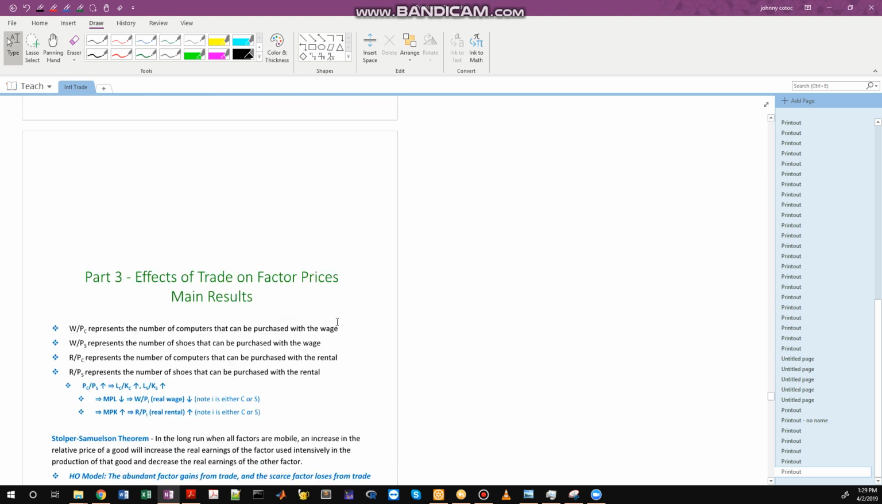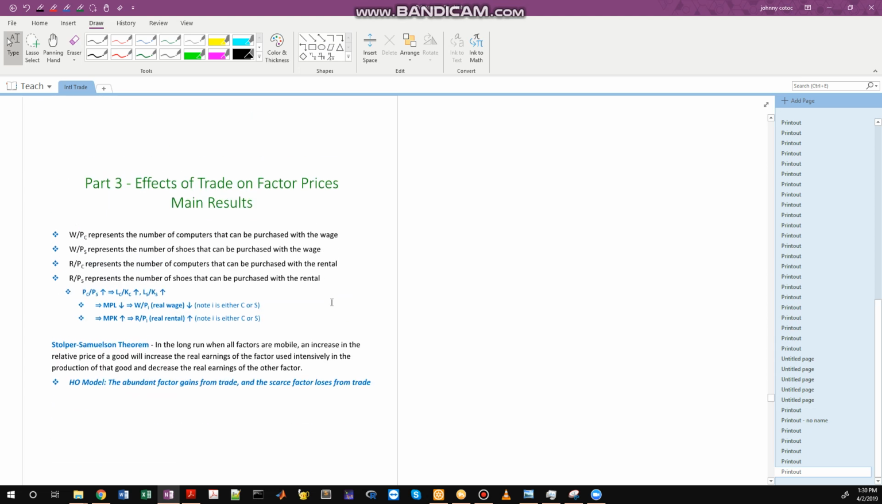And in this next slide here, I basically explained and showed all of the key steps. The change in prices leads to these changes in labor to capital ratio, and these changes in the ratio lead to changes in the marginal productivities of labor, and the marginal productivity of labor is basically the real wage. The marginal productivity of capital is the real rental. So that's how we see that there are changes in the returns to the factors of production.